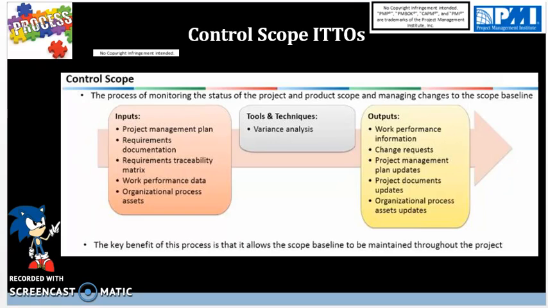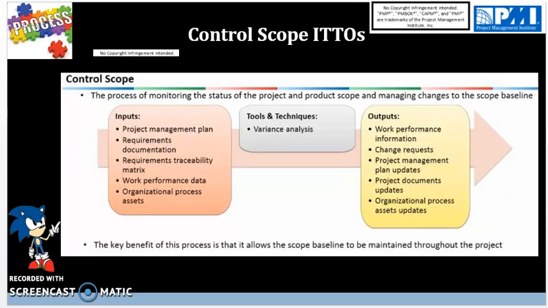As a result, we are going to take that as a raw observation, and then we would use tools and techniques such as variance analysis to see what impact that would have on the overall budget, risk, resource, and schedule. That would yield work performance information as an output. And the other input we have here is organizational process assets, which are going to be internal policies and procedures that will help us control the scope.